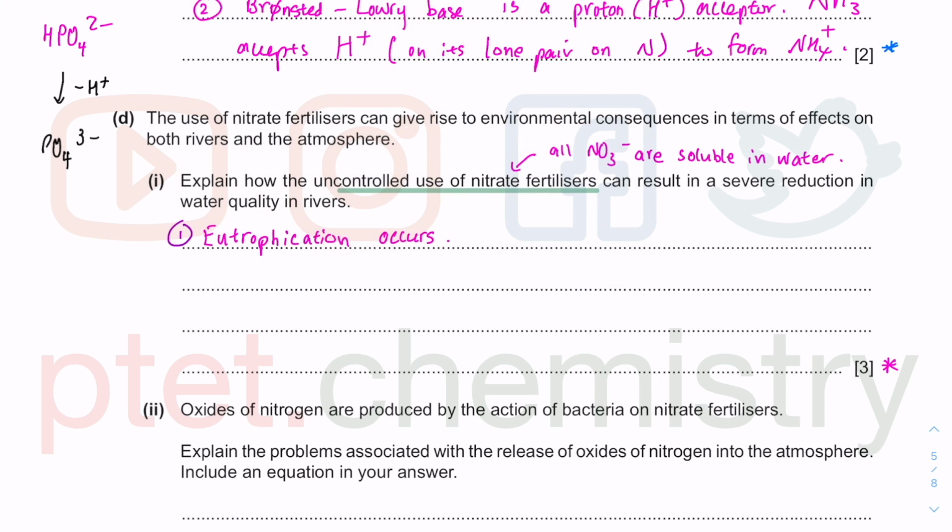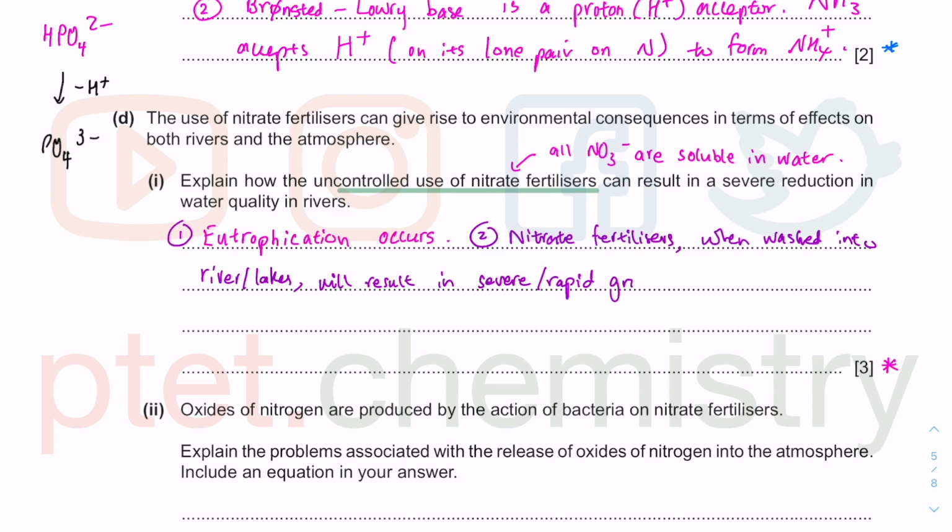If that's my first point, I need to describe what is eutrophication, because it leads up to the severe reduction in water quality. So nitrate fertilizers, when washed into a river or lake, whichever one really, will result in severe or very rapid growth of algae on the water surface. So they grow on the surface.